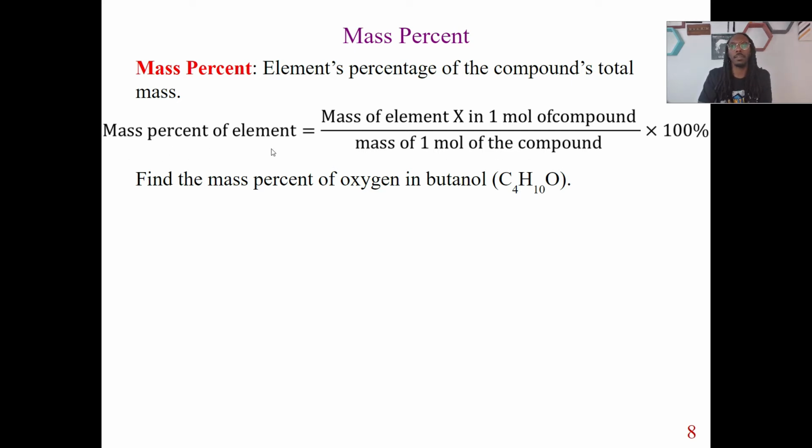Mass percent of an element. How are we going to find it? Mass of an element, right? In this case, mass of whatever element we're looking at in that 1 mole of compound. So we're going to have that part on top, just like a normal fraction. And then on the bottom, our denominator, the total compound's amount. In this case, we're going to have the mass of that 1 mole of the compound.